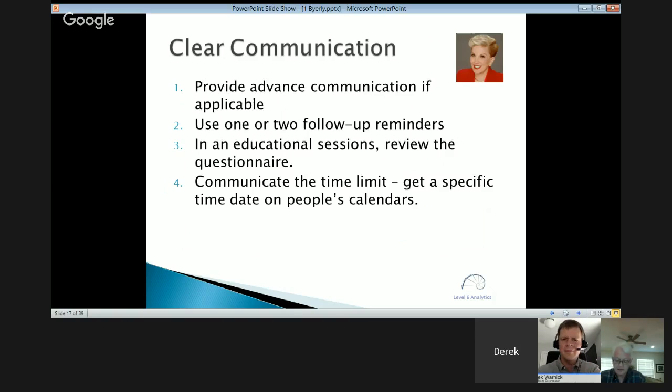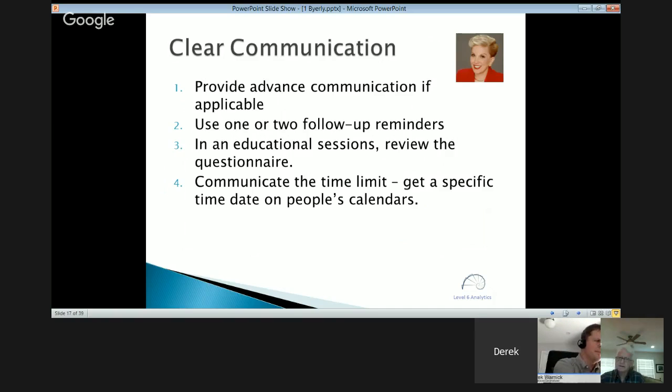Okay, number two, use 1 or 2 follow-up reminders. Written and telephone reminders were each associated with about a 13 percentage point improvement. So, nagging helps. 3, review the questionnaire at the end of the educational session. That helps explain the survey and gives you a chance to motivate the respondents better. 4, communicate a time limit for submitting responses. People can put a specific time on the calendar, it's more likely to get done.